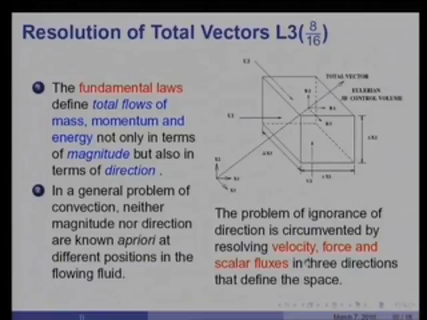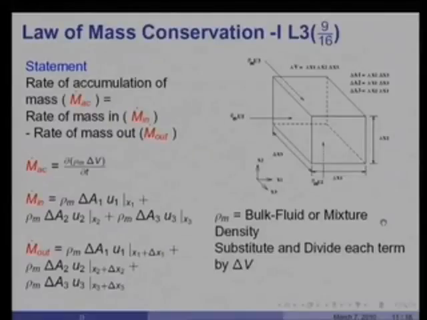Of course, we have increased our work, but at least we have made the problem tractable in the sense that now we need to be worried only about how to determine their magnitudes in three directions, so that the total vector could always be constructed knowing the three subvectors in three different directions. Let us consider the very first law of conservation of mass, and here is a control volume. The verbal statement of the law is very simple. It says the rate of accumulation of mass within a control volume would equal the rate of mass in minus rate of mass out. Very simple to understand, there is no difficulty at all.